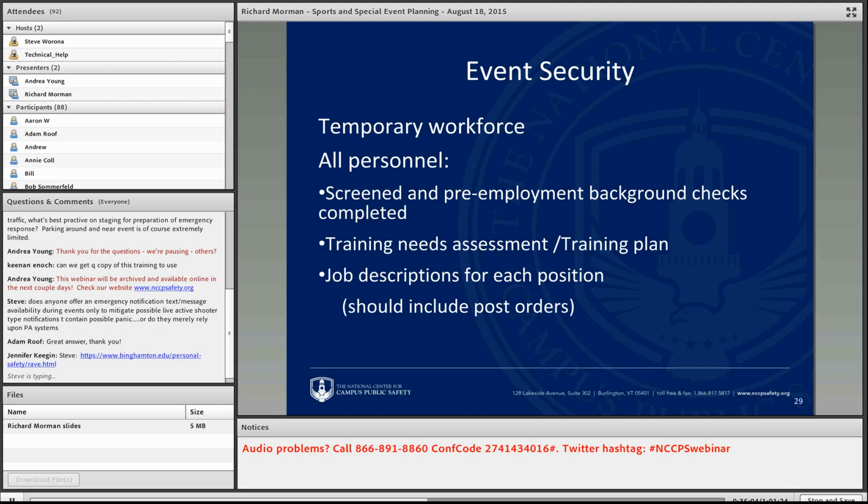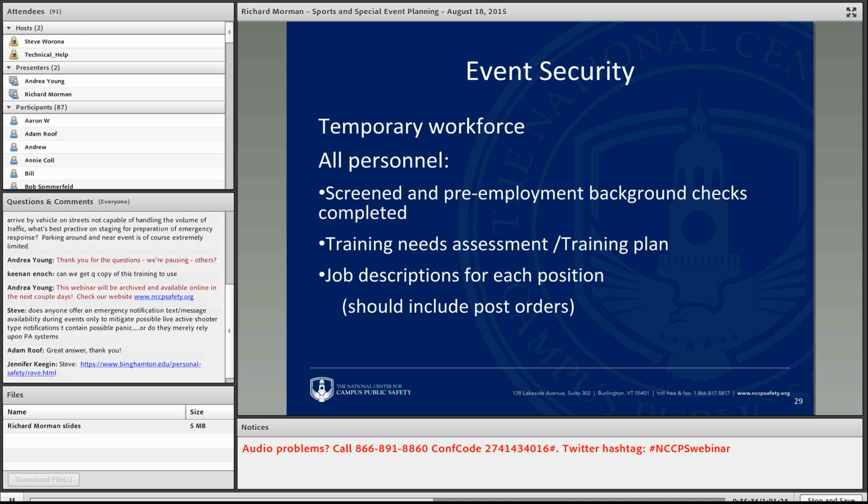And again, remember the temporary workforce that we talked about. That's very unique. A key function when we talk about personnel security is that all personnel involved in working this event should be screened. Pre-employment backgrounds should be completed. Having had the opportunity to go around and look at different venues and talk to different people, this is a hot topic right now: how far do you go in screening and doing pre-employment backgrounds? You should go as far as you can. It's imperative that you know who's working in your venue, especially when this temporary workforce is coming together.